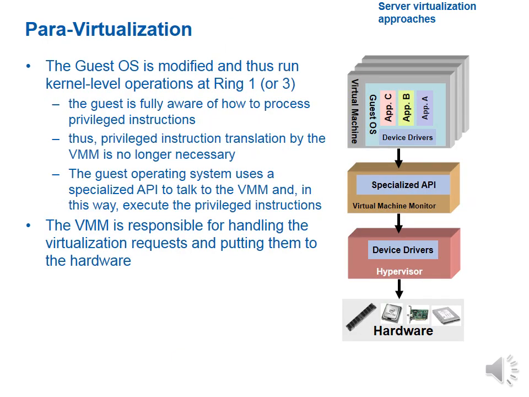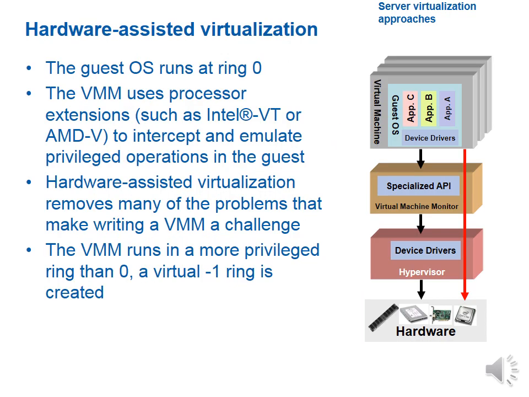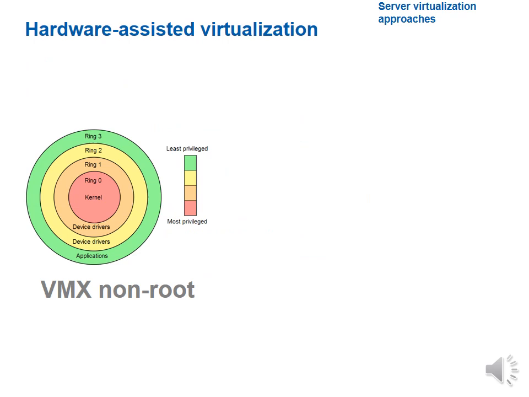So para virtualization: the guest OS is modified at the kernel level at ring 1. The guest is fully aware of how to process privileged instruction. The guest OS uses a specialized API to talk to the hypervisor and this way executes privileged instruction. Para virtualization, hardware assisted virtualization: the VM runs in a privileged ring, ring 0, and a virtual ring 1 is created. So see the diagram, you can have the hardware, device drivers, specialized APIs used in the hypervisor and device drivers, and you can have various numbers of applications.